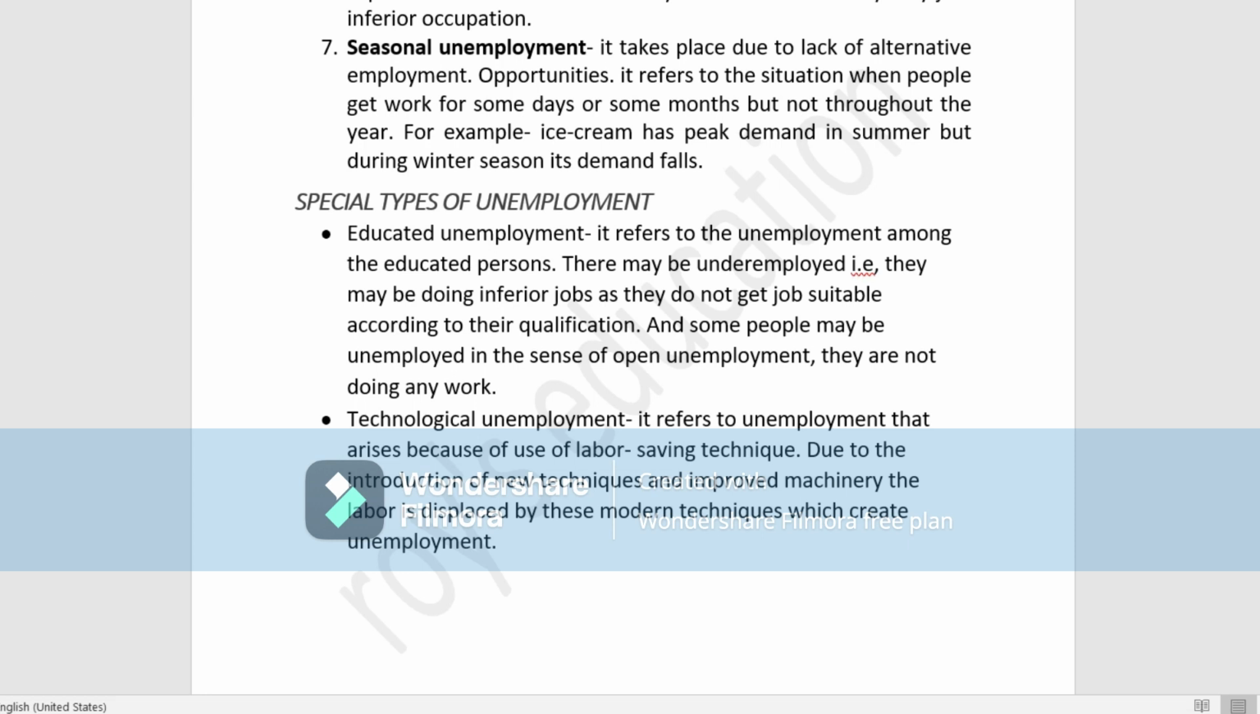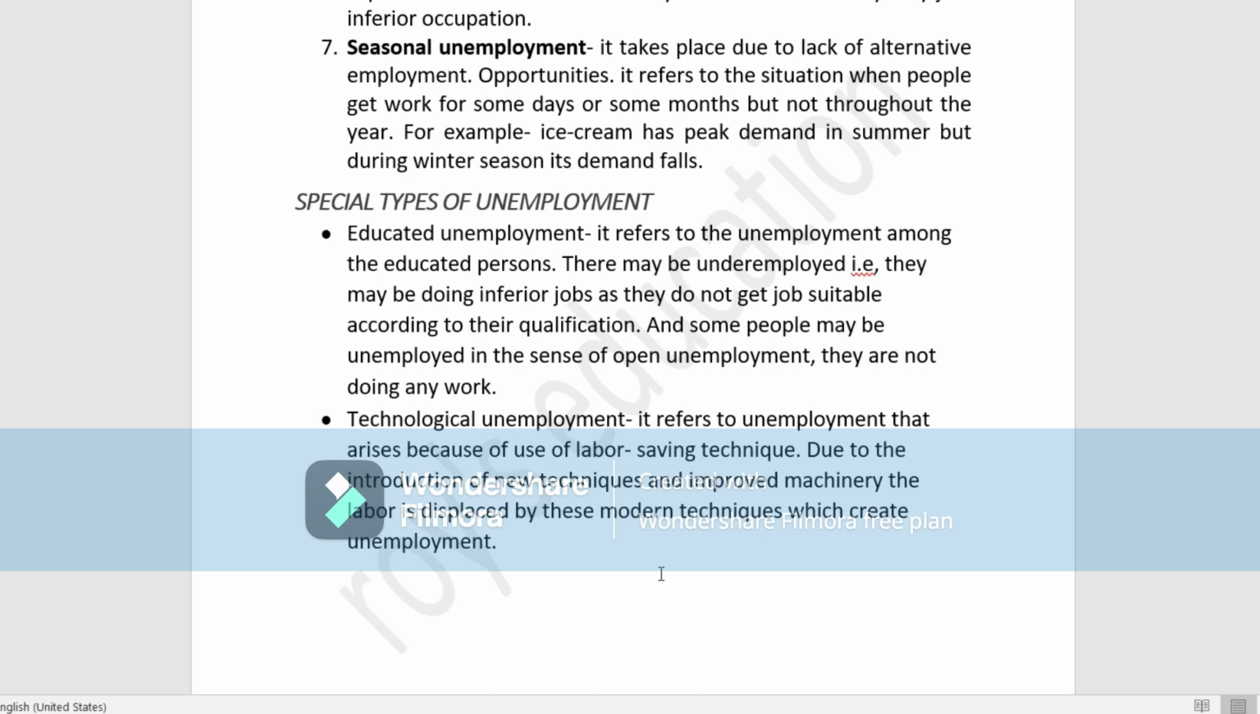Next is technological unemployment. This is also one of the special types of unemployment. Technological unemployment refers to the unemployment that arises because of labor-saving techniques. That means, due to the introduction of new techniques and improved machinery, labor is displaced by these modern techniques, which creates unemployment. The labor used in handling the old techniques and old methods is unable to get a job because they cannot use these modern techniques.